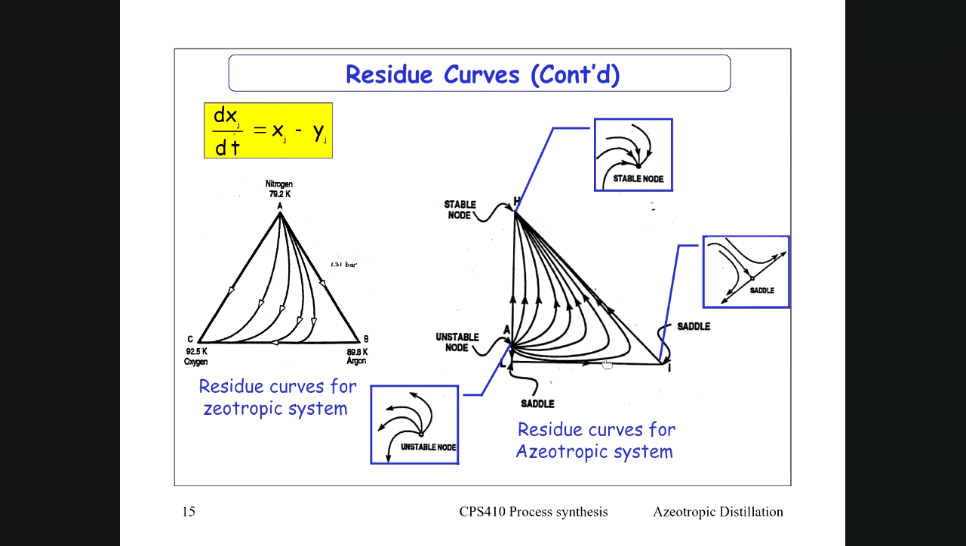I is a saddle. This residue curve never actually touches L, and eventually H is a stable node. That's the least volatile component in the system of LIH. Okay, so again, I can ask you in tests.